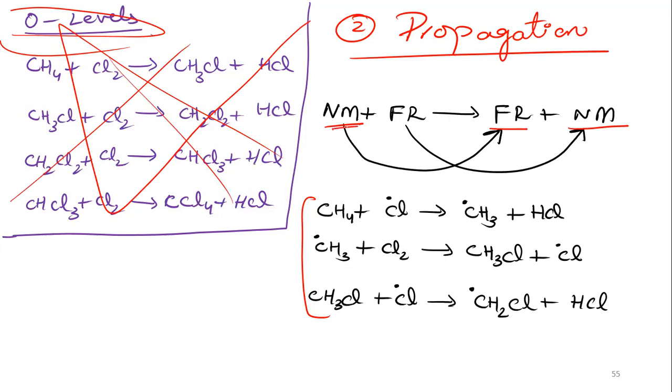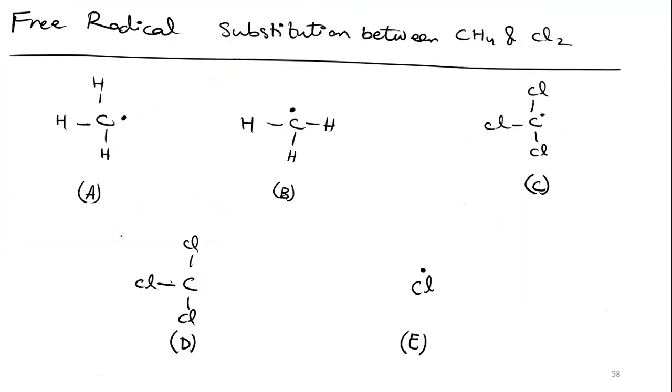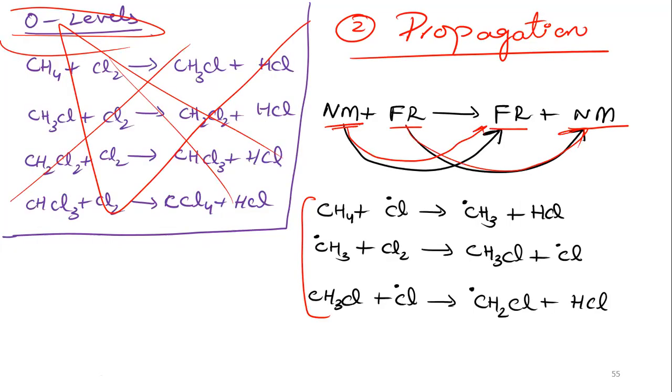Normal molecule, as I said, normal molecule is converted to a free radical, and a free radical is converted into a normal molecule. Then what happens? Okay. Then there's a termination stage in which free radicals combine to form molecules. That's it. So there are 3 stages.